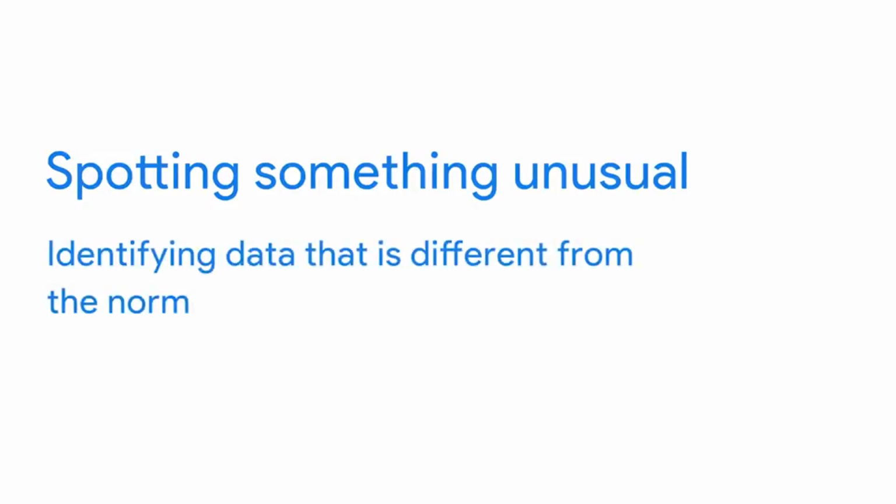Next, we have spotting something unusual. In this problem type, data analysts identify data that is different from the norm. An instance of spotting something unusual in the real world is a school system that has a sudden increase in the number of students registered, maybe as big as a 30% jump in the number of students. A data analyst might look into this upswing and discover that several new apartment complexes had been built in the school district earlier that year. They could use this analysis to make sure the school has enough resources to handle the additional students.